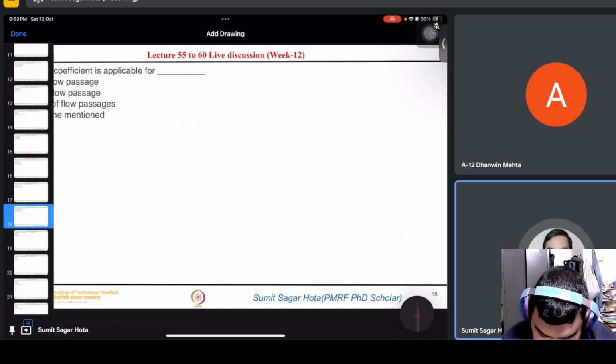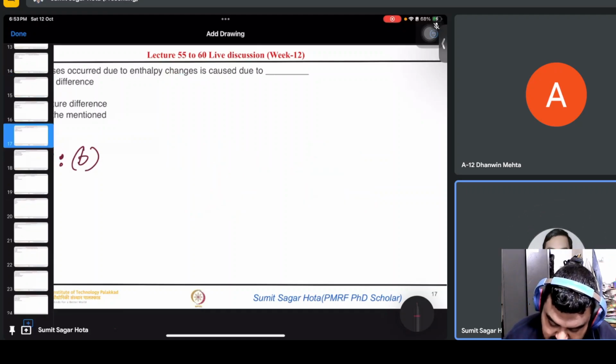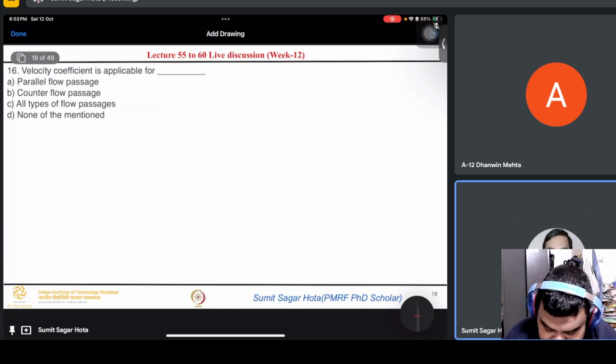If you see in this formula, more blockage leads to decreased velocity, so the denominator will decrease due to higher blockage. Actual velocity is always constant for a particular blockage, so the velocity coefficient is going to increase. That means it can change depending on the blockage, not on the type of passage. So it is applicable for all types of passage.